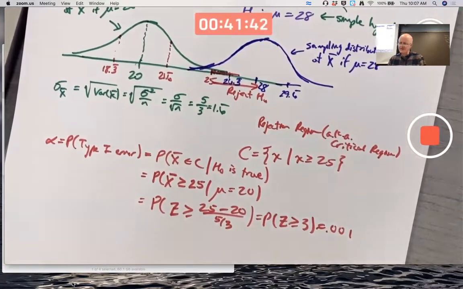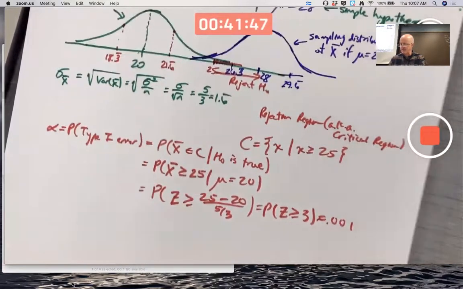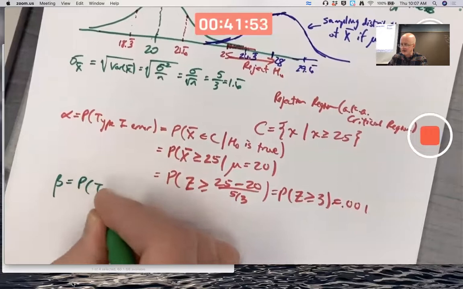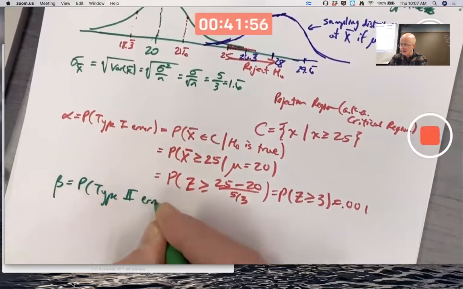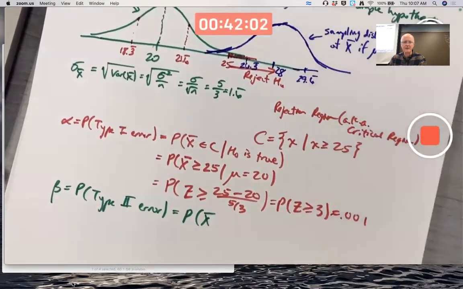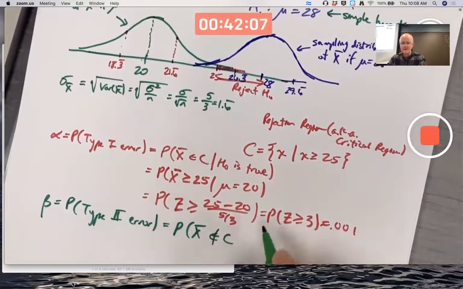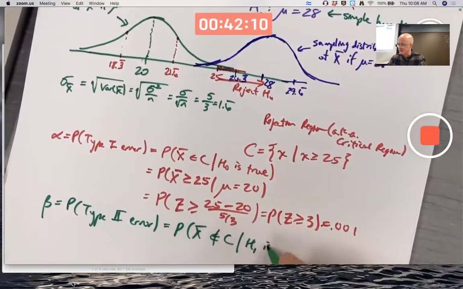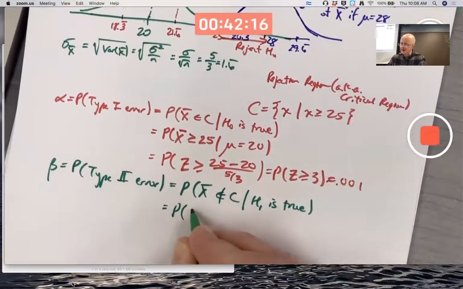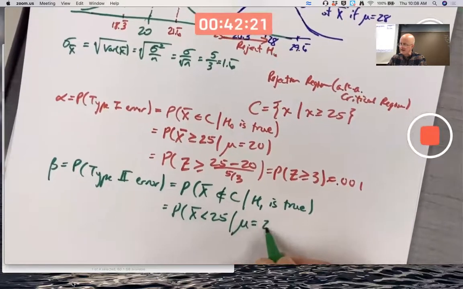We're also asked to figure out beta and the power. Beta first. Beta is the probability of a type 2 error, and the power is 1 minus beta. What is a type 2 error? That's when you fail to reject the null when you should have. You're not in the rejection region, even though the alternative is true. So in this case, in terms of inequality, that's the probability that X bar is less than 25, and the alternative is that mu is 28.